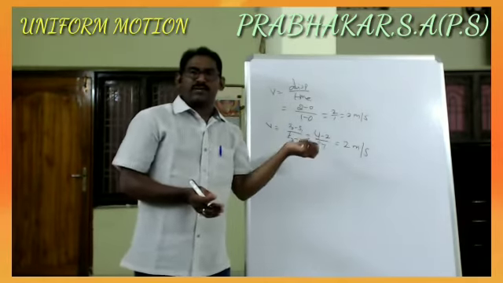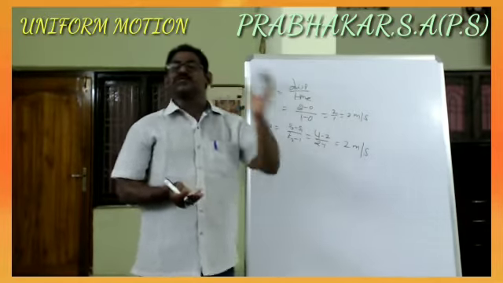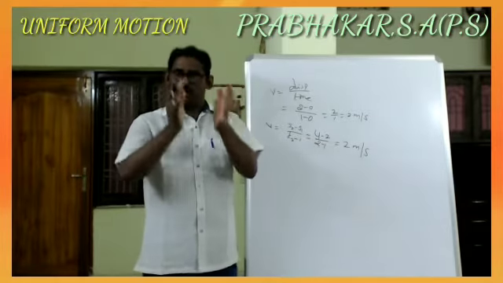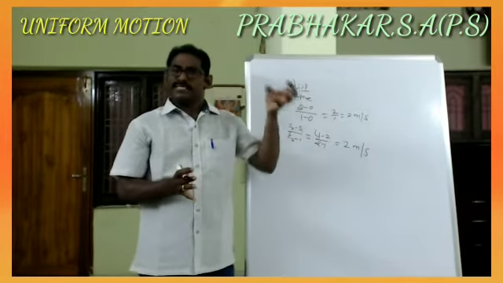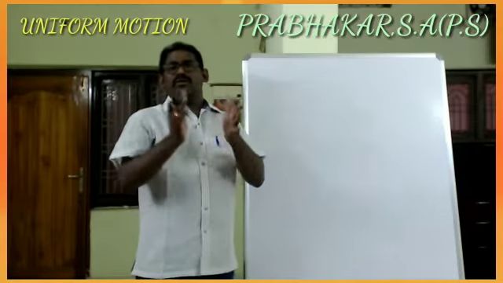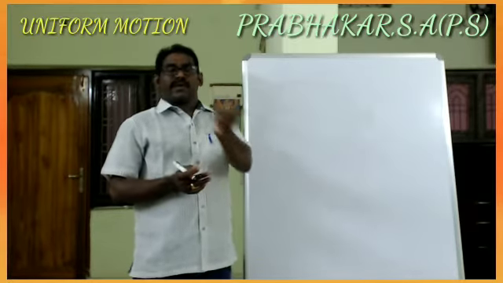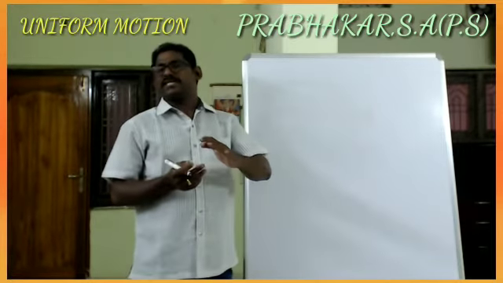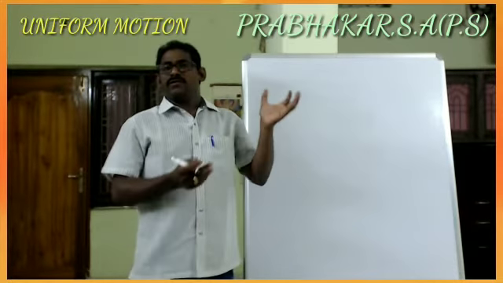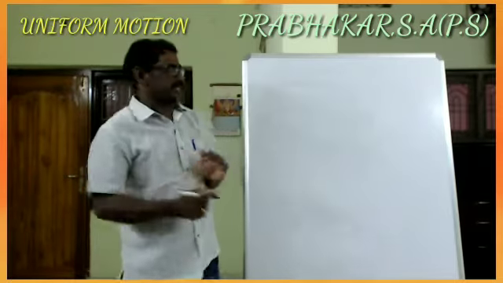Equal interval of time లో equal distances cover చేస్తుంది అంటే దాని velocity constant గా ఉంది అని అర్థం అన్నమాట. So when the velocity of an object is constant, then the body is said to be in uniform motion. If you draw a graph taking time on x-axis and displacement on y-axis, how will the graph look for a uniform motion object?